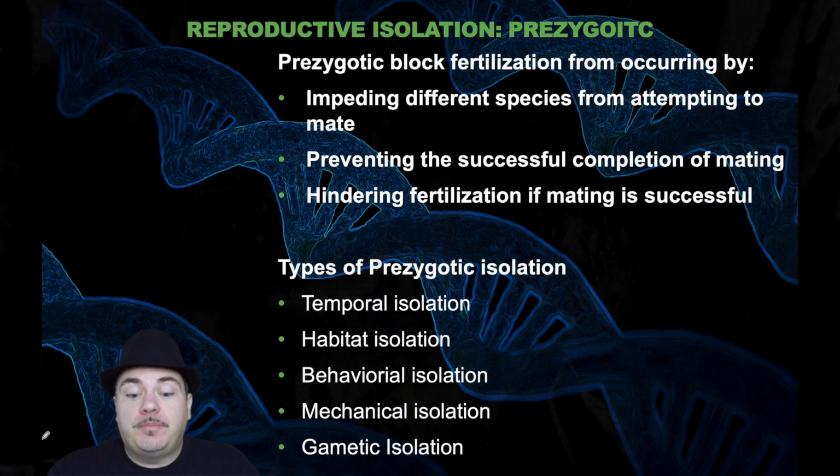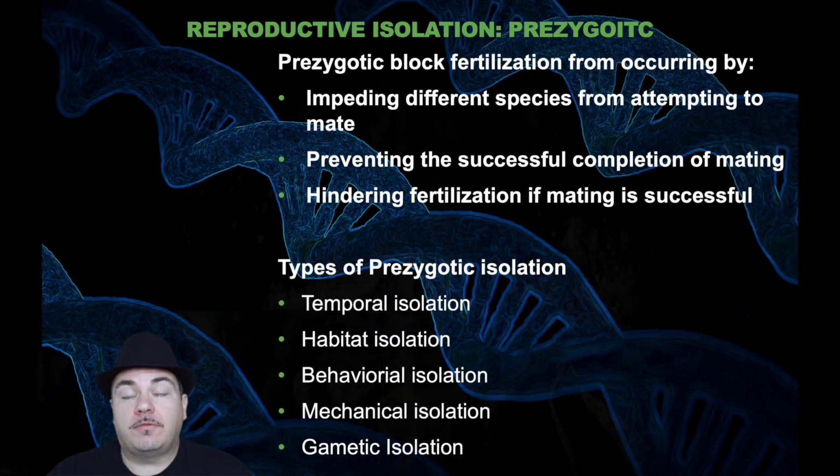All right, so how do we get reproductive isolation? Well, there's two types of barriers, prezygotic barriers and postzygotic barriers. Okay, so first we're going to talk about prezygotic barriers. Okay, prezygotic means before the zygote forms. The zygote is when the sperm and the egg fuse together. Okay, so prezygotic barriers block fertilization. They can occur by impeding different species from attempting to mate with each other, so they don't even try to mate with each other. By preventing the successful completion of mating, so they try to mate, but it doesn't quite work. Or hindering fertilization if mating is successful. So they do mate with each other, but the sperm cannot fertilize the egg.